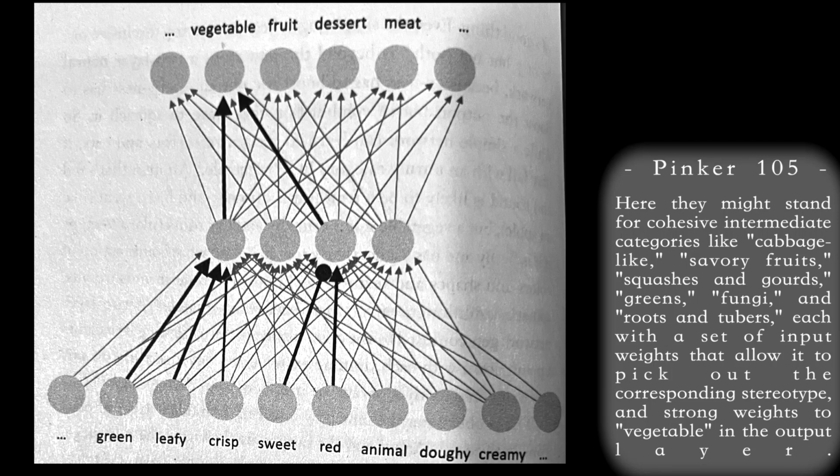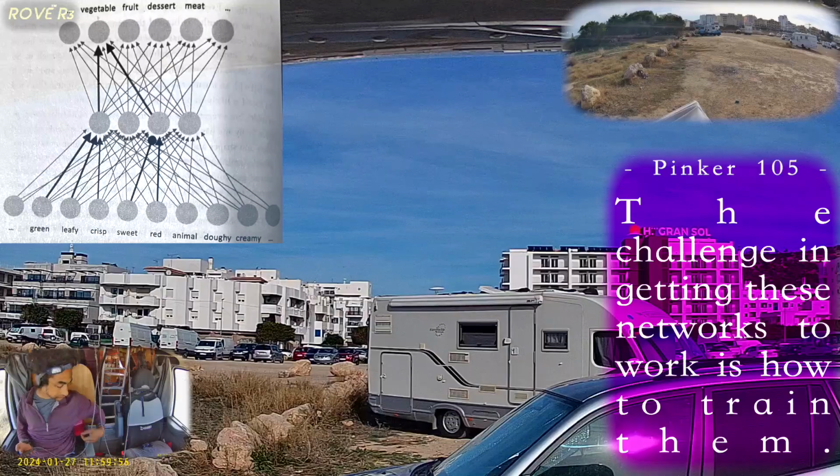Here, they might stand for cohesive intermediate categories like cabbage-like, savory fruits, squashes and gourds, greens, fungi, and roots and tubers, each with a set of input weights that allow it to pick out the corresponding stereotype, and strong weights to vegetable in the output layer.